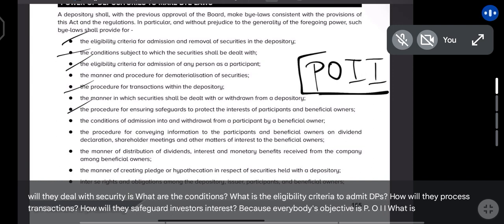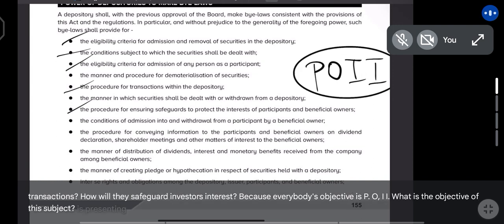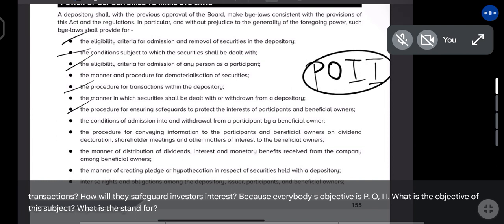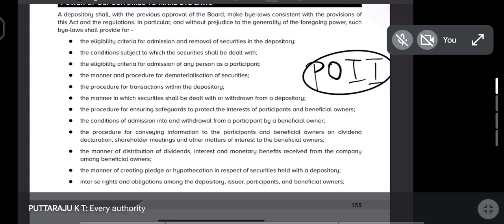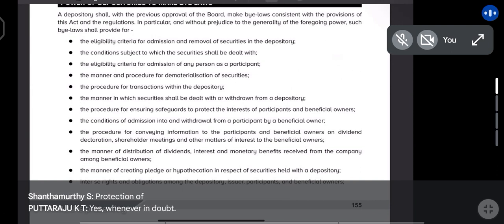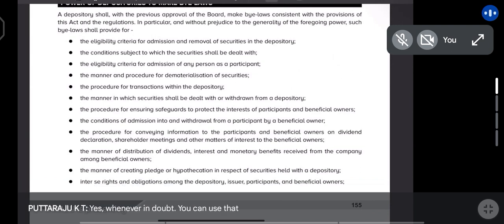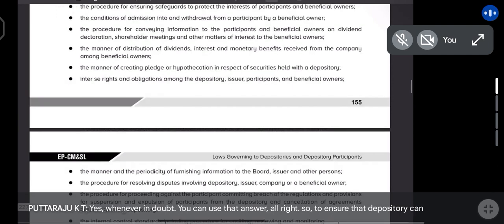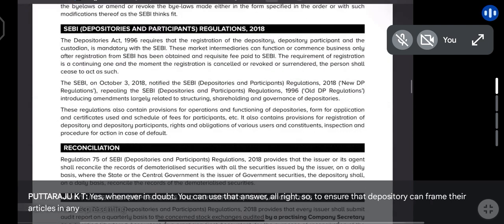What is the objective of this subject? What does this stand for? Every authority in this subject has the same objective. Protection of investor interest. Yes. Whenever in doubt, you can use that answer. All right. So depositories can frame their articles in any manner they want.